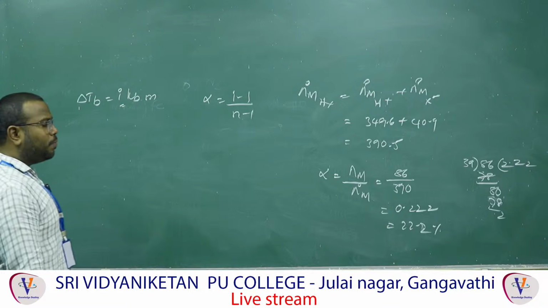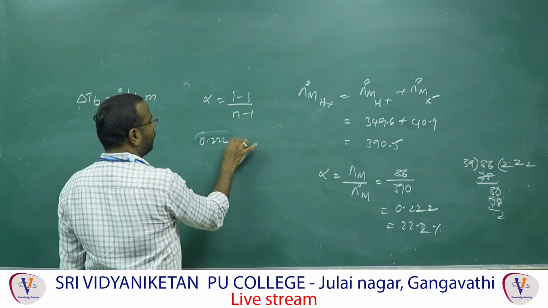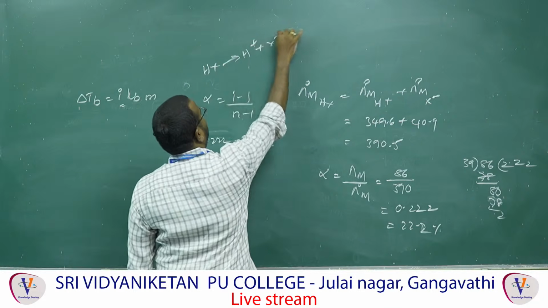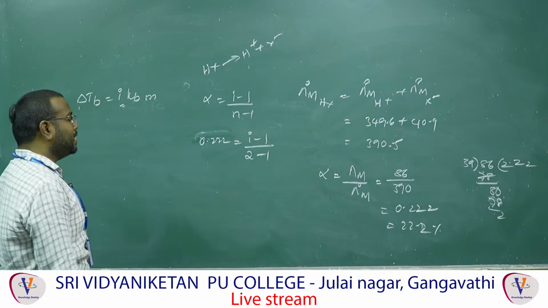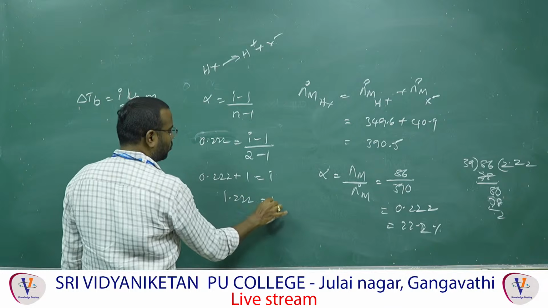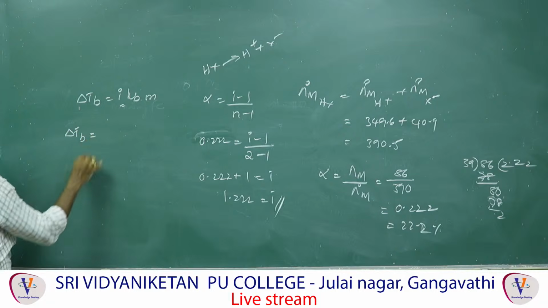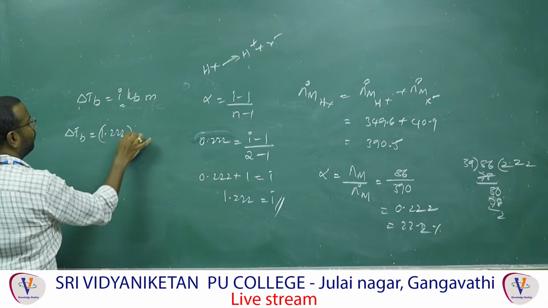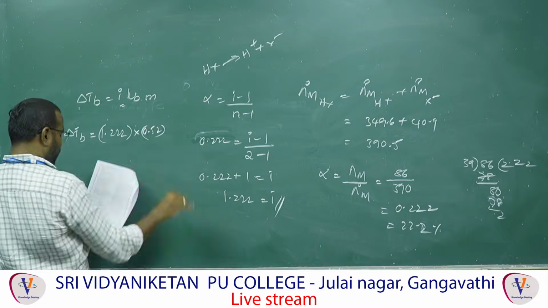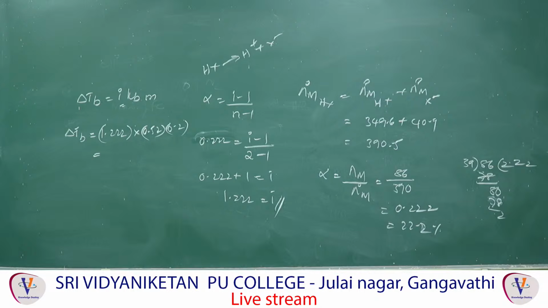And now what we are supposed to do is substitute this here. So you can write 0.222 equals i minus 1 by, since it's HX, it gives 2 ions upon dissociation, so we have 2 minus 1. So 0.222 plus 1 is i, 1.222 is i, is what we get here. So delta TB has to be calculated. It is 1.222 into the elevation in boiling point constant 0.52, into molality 0.2.